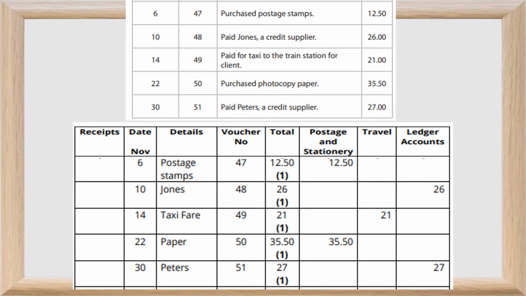The rest, postage stamps, payment to Jones, taxi payment, photocopy paper cost, and payment to Peter are all cash expenses, so record them in the total columns. Then, postage stamps is relevant to postage and stationery. Jones should be recorded also under ledger accounts along with Peter's being done the same. Considering taxi fare should also be recorded under travel and paper under stationery.